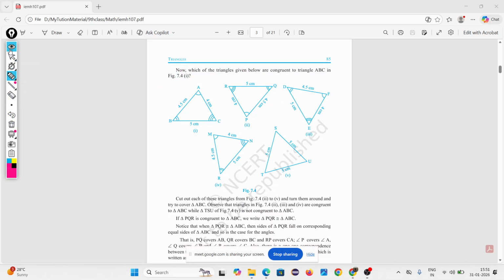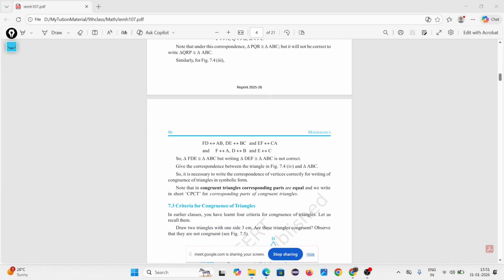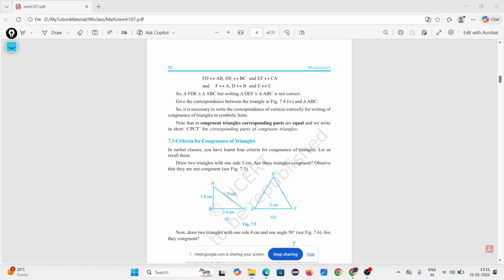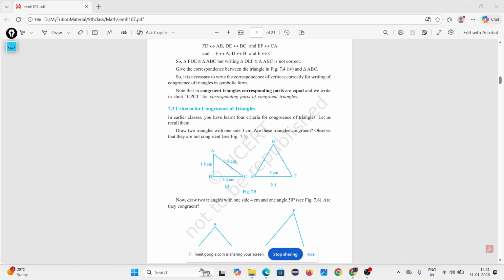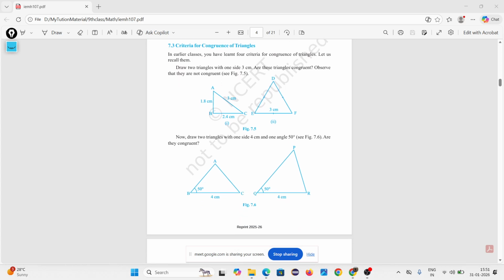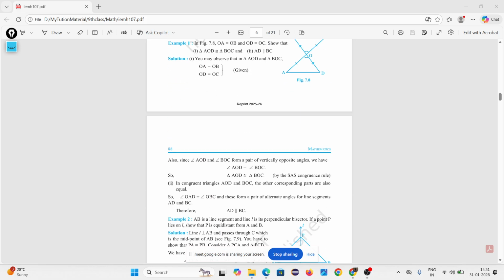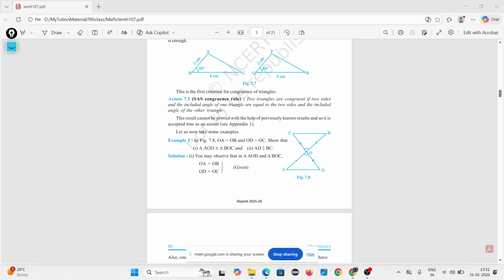Okay. Tomorrow we understand how to prove these things by using math. CPCT, we understand. If two triangles are congruent, their sides are equal and their angles are also equal. Tomorrow we start the SAS, side angle side congruency rule. Okay.